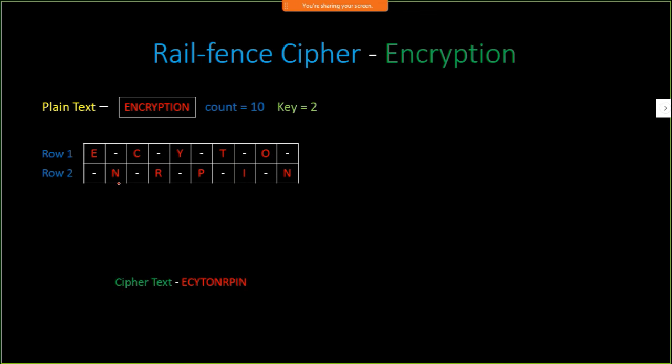And finally we get the ciphertext. How do we get this ciphertext? Step number 3: read the plain text written in the sequence of the rows. That means first you need to write row 1. If we write row 1, what do we get? First ECYTO.